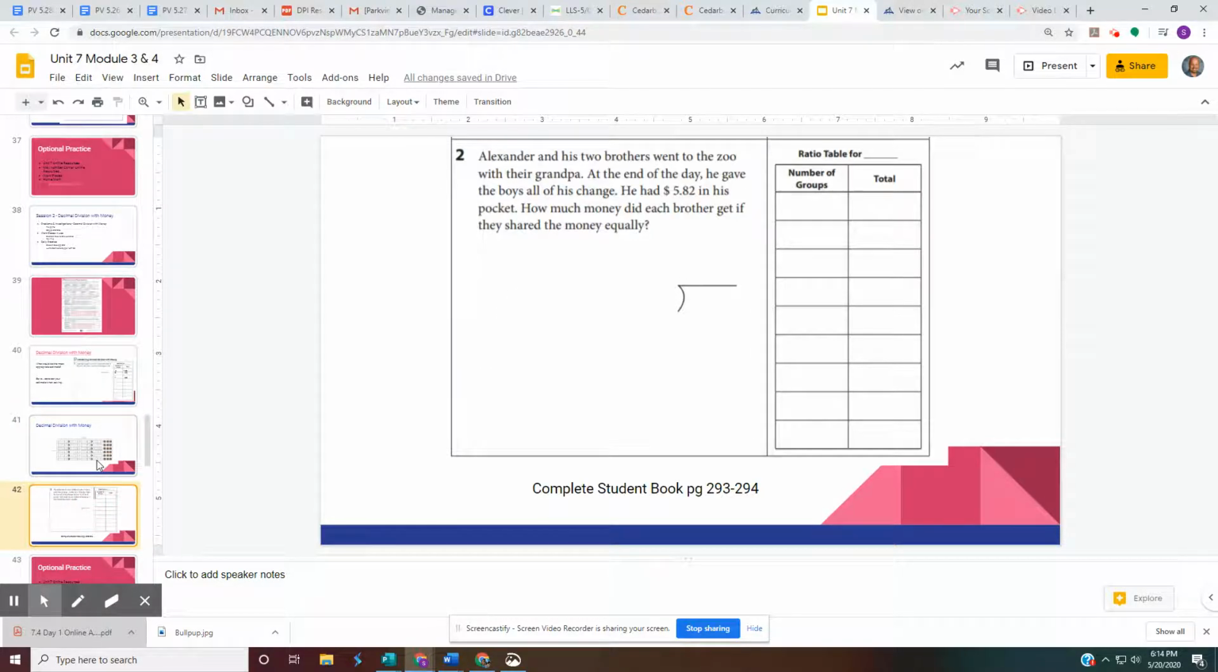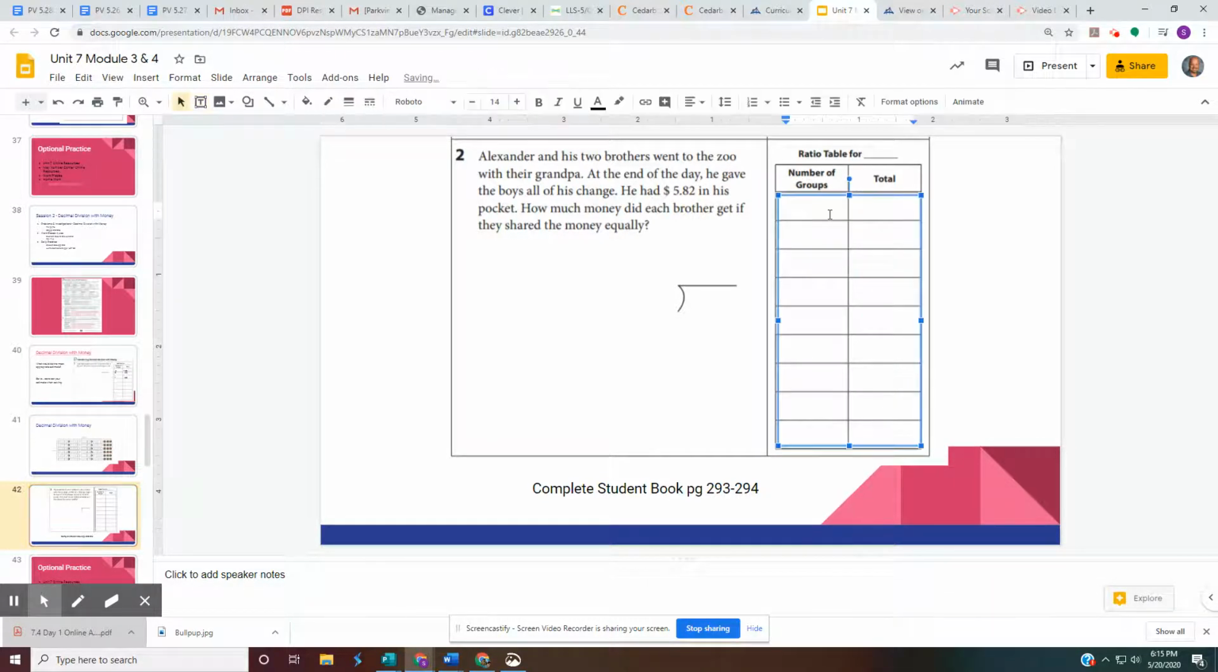Let's take a look at this next problem. It says Alexander and his 2 brothers went to the zoo with their grandpa, and at the end of the day, he gave the boys all of his change. He had $5.82 in his pocket. How much did each brother get if they shared the money equally? So if we're going to use a ratio table, how are we going to do this? I have how many groups? Alexander and his 2 brothers. There's 3. And I am going to get $5.82 a piece.